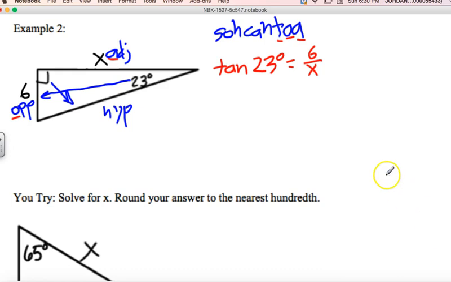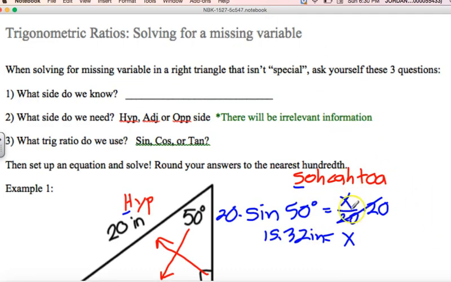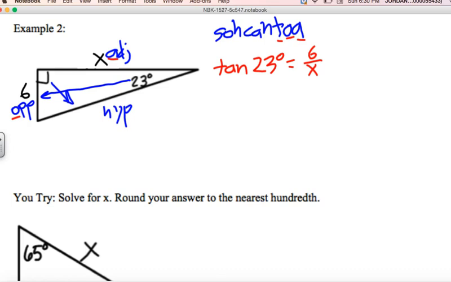Okay, now on this one, you'll notice the variable is on the bottom this time. On the last problem, the variable, our x, was on top, so we just multiplied by the number on bottom. Well, in this situation, when your variable's on bottom, there's a really simple way to solve this. All you do is take the x, the variable, and take everything on the left side and just swap them.